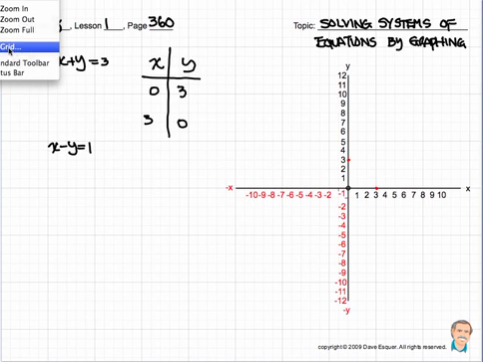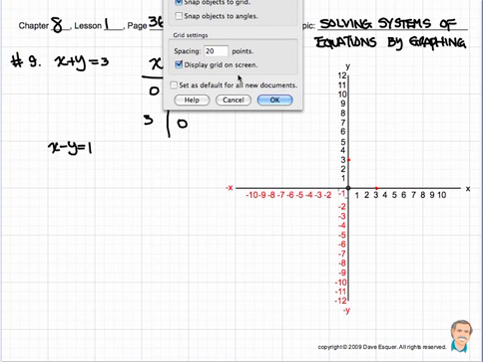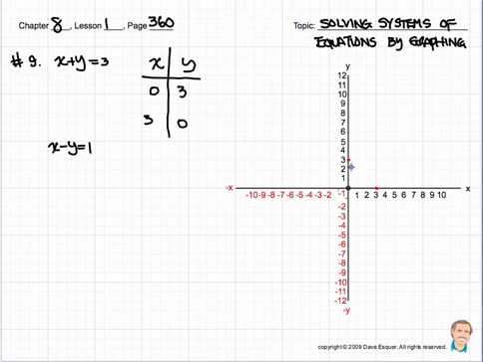Oops, let's turn this off. Well, no, let's leave it on. So let's connect the dots. And I think it looks something like that. I think we can even extend the line. So it looks something like that. Okay. Let's get fancy here. Let's change that to blue.